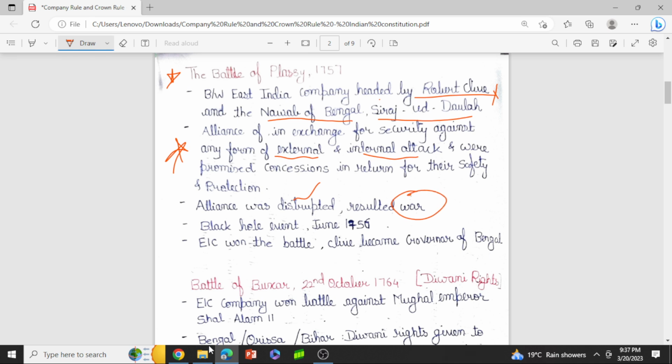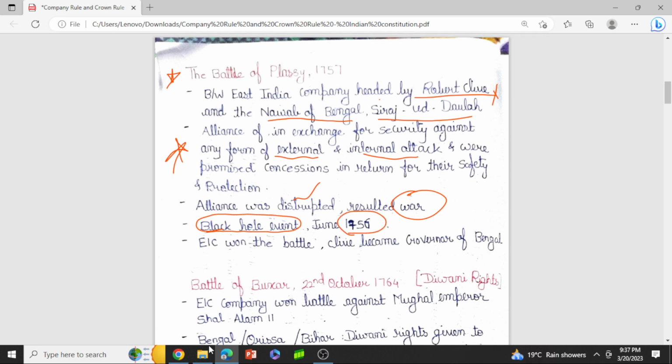This war happened because of an event called the Black Hole incident, which happened in June 1756, and there was a battle.